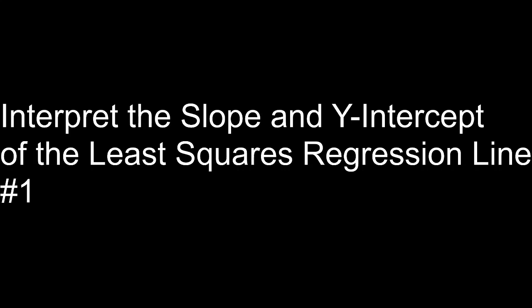This video is on the objective: interpret the slope and y-intercept of the least squares regression line, or that best fit line to a scatter plot of data. These are problems where you're interpreting what the slope means in the context of the problem, and also interpreting what the y-intercept would mean in the context of the problem.